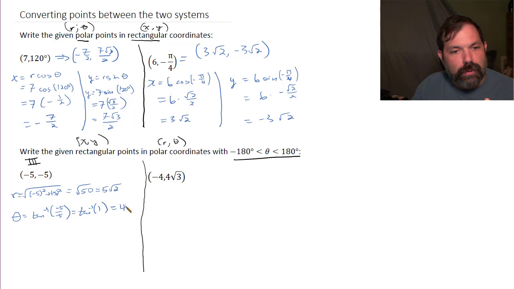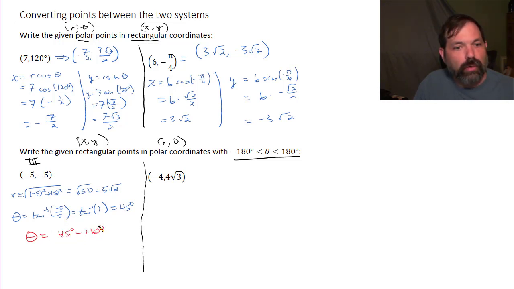But if we were to draw the point 5 root 2 at 45 degrees, that's a quadrant 1 angle. And so this can't be right. So we have to adjust it a little bit. We have to put it in the correct quadrant. We need this to be in quadrant 3, so we have to use then that theta is 45 degrees minus 180 degrees.